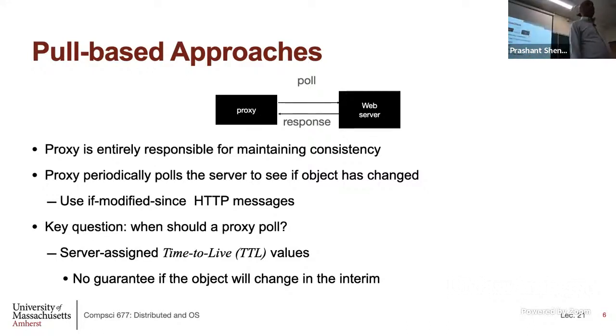That's one approach. But there's no guarantee that anything the server told you is actually true. Because the server might say, I put an expiration time of 6 hours, but it's a user's web page. Maybe it's their blog. They can change it whenever they want.